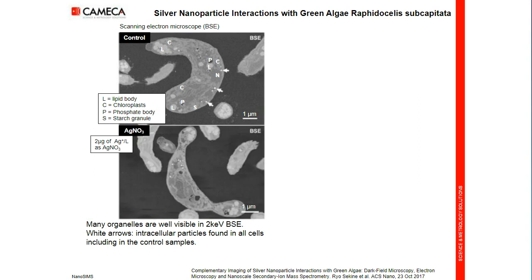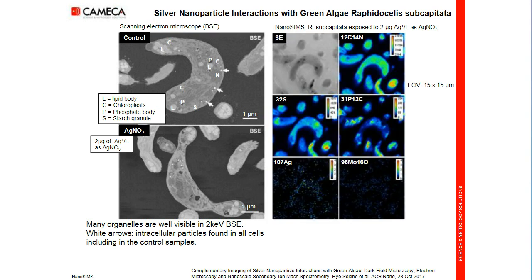We now see the samples exposed to silver nitrate, and no nanoparticle is visible. Now, the NanoSIMS images were recorded on these algae exposed to silver nitrate. We see 6 images recorded simultaneously: secondary electron emitted under ion bombardment, then CN, so cyanide, sulfur, phosphorus, silver, and molybdenum oxide.